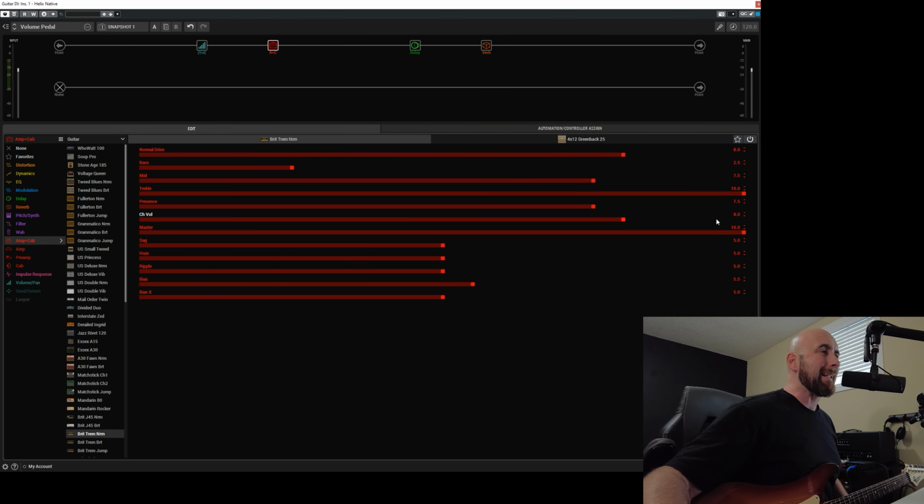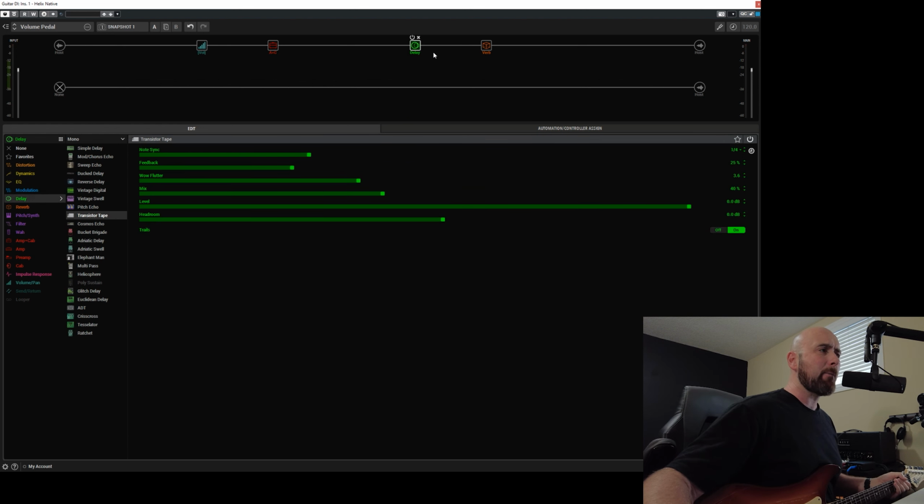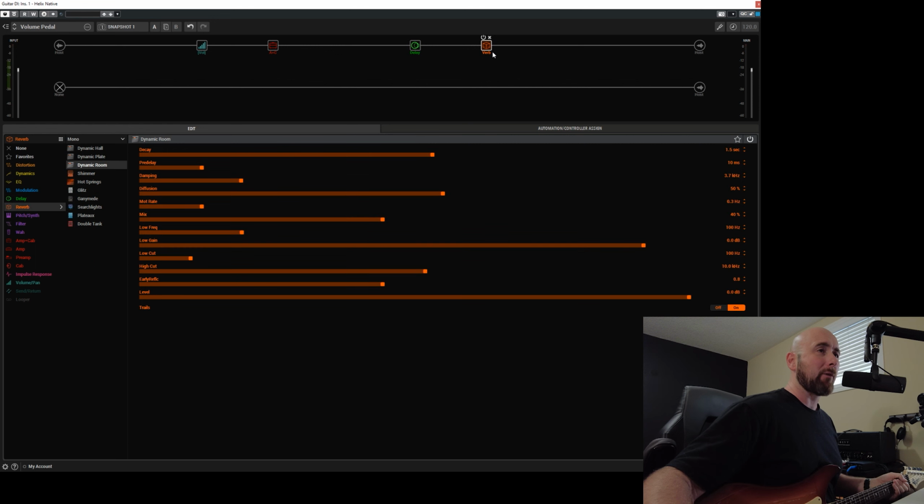I'm going to be in Helix Native today. Okay, so here we are over in Helix Native. Very basic little preset. I have a Brit Trem Norm amp with a 412 Greenback 25. I have a pretty wet delay and reverb on for good reason because I want to illustrate something afterwards. This is what this sounds like.